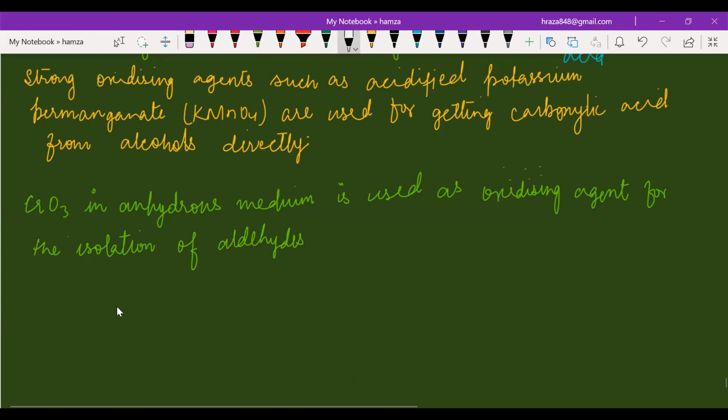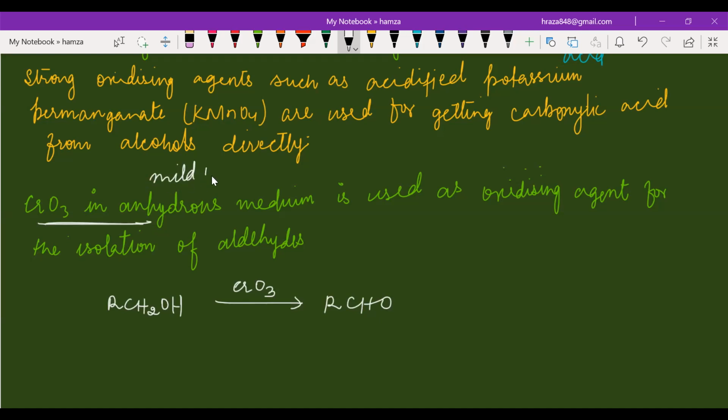So see what it is. If you are going to use RCH2OH with CrO3 in anhydrous form, it will be converted into aldehyde. This CrO3 is basically a mild oxidizing agent.